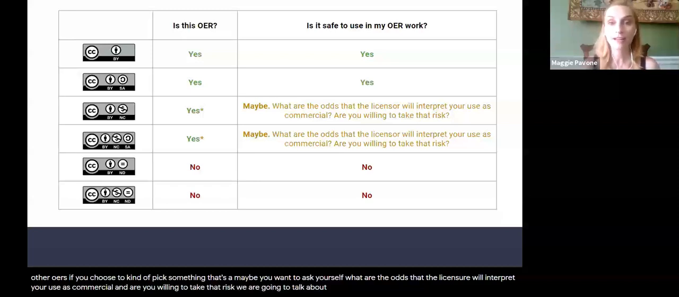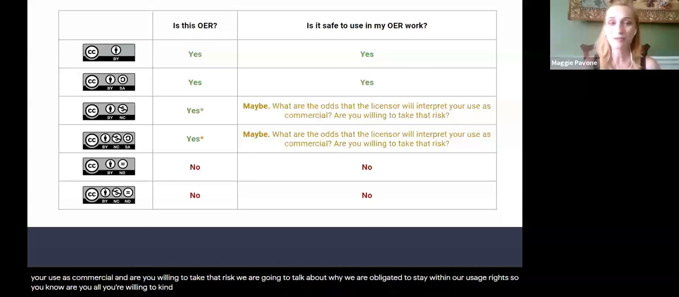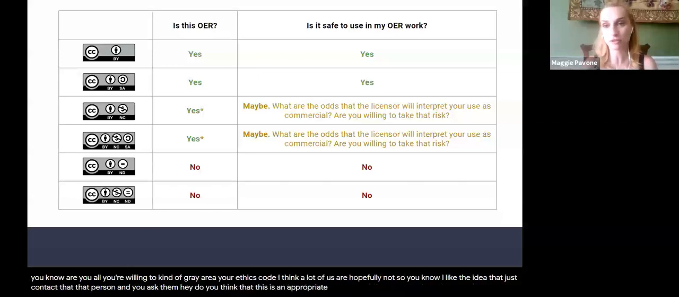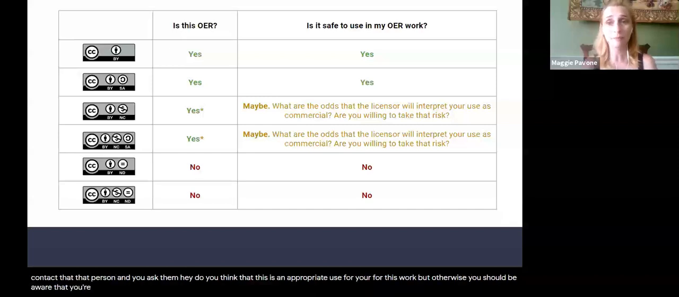We are going to talk about why we are obligated to stay within our usage rights. So, are you willing to gray area your ethics code? I think a lot of us are hopefully not. So, I like the idea that Dr. Howard said, or Dr. Stain said, that maybe you just contact that person and ask them, hey, do you think that this is an appropriate use for this work? But otherwise, you should be aware that you're taking a pretty great risk, I would say, at that point.